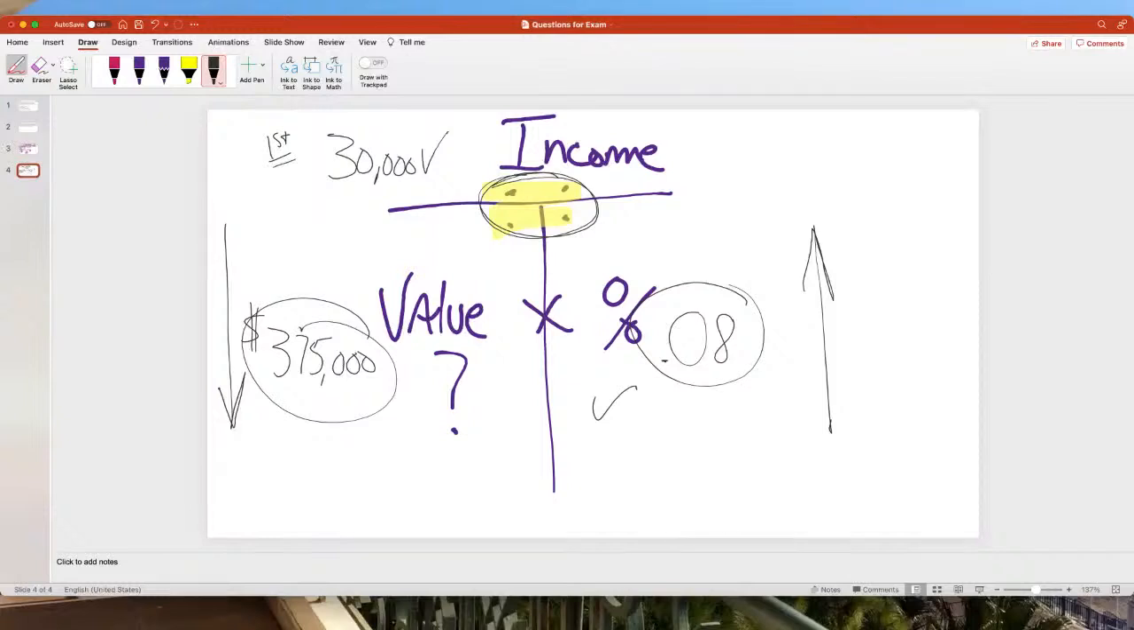Here's a property that has a $30,000 income stream, okay? So you want to purchase a property that in return is going to give you $30,000. Now, you're an investor, right? And all you can get from this property is $30,000 in income. Well, if you had to pay $375,000 for the property, your return on the $30,000 is 8%.